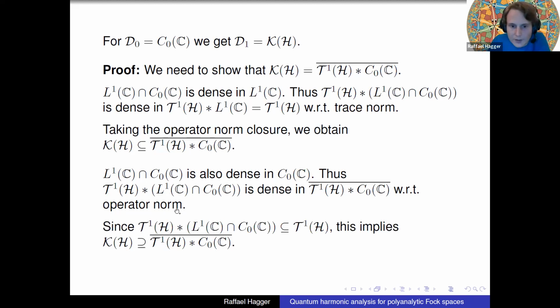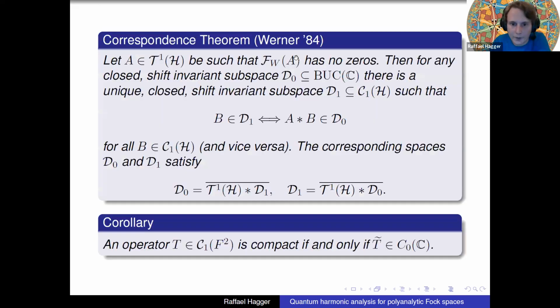And well, now you see, since this is contained in trace class, this means if you take the closure, you get that this is contained in the compact operators, because trace class operators are all compact. So if we just take the closure here, you get that this is contained in this, and that's the other direction. So really, the corresponding space to the Z0 function is the space of compact operators.